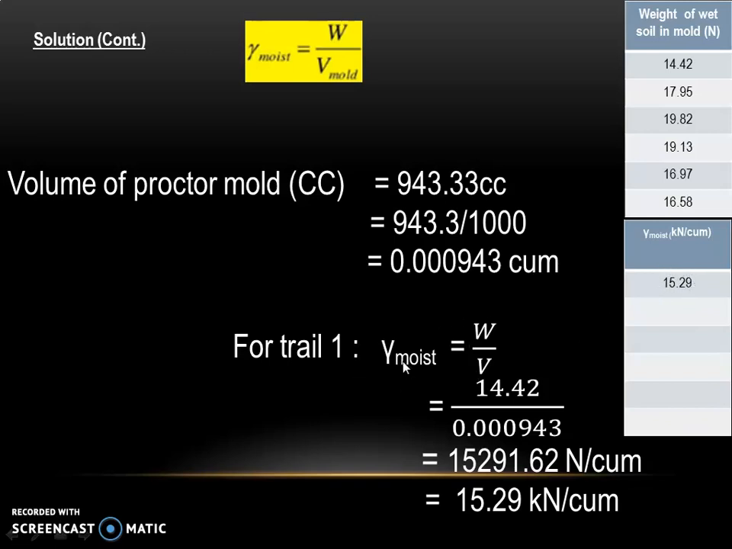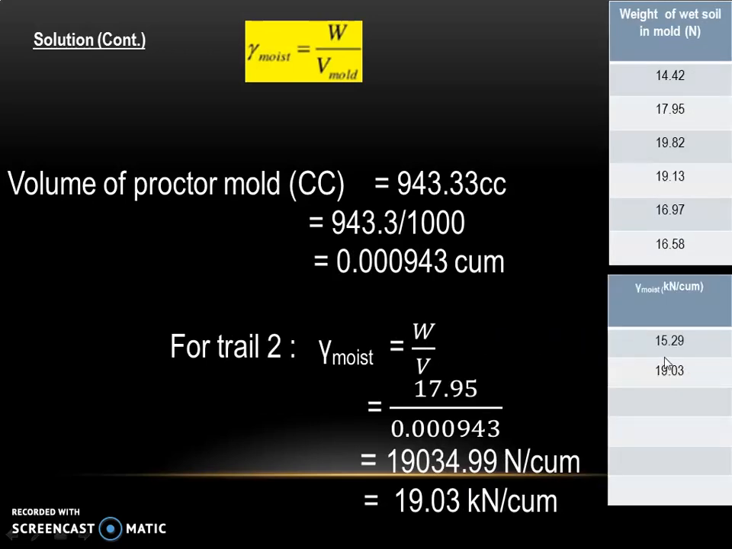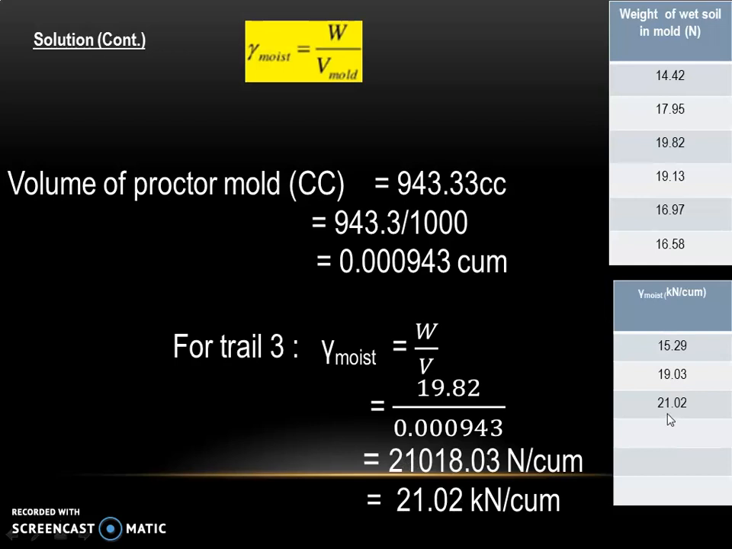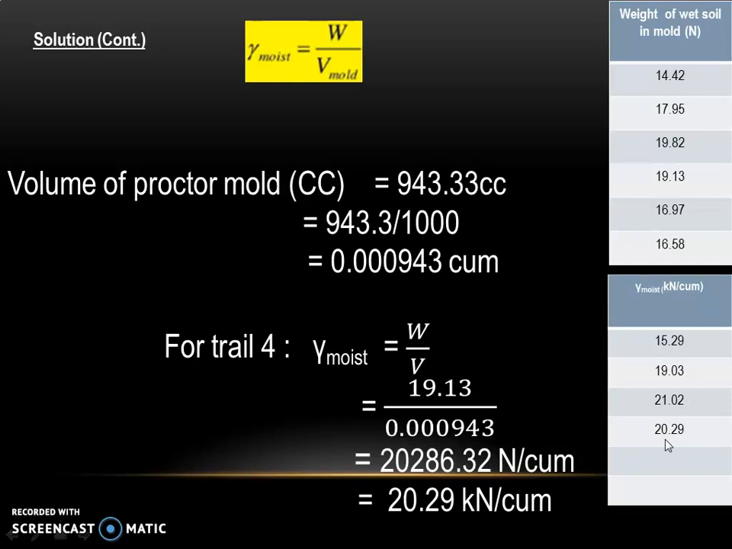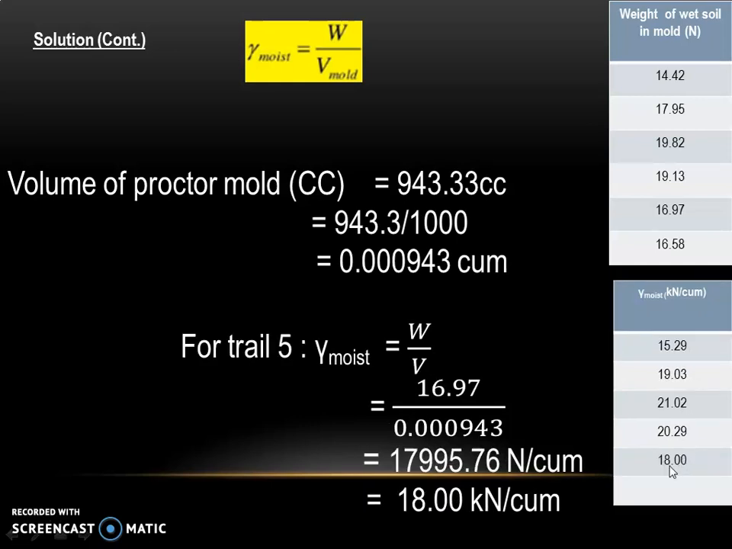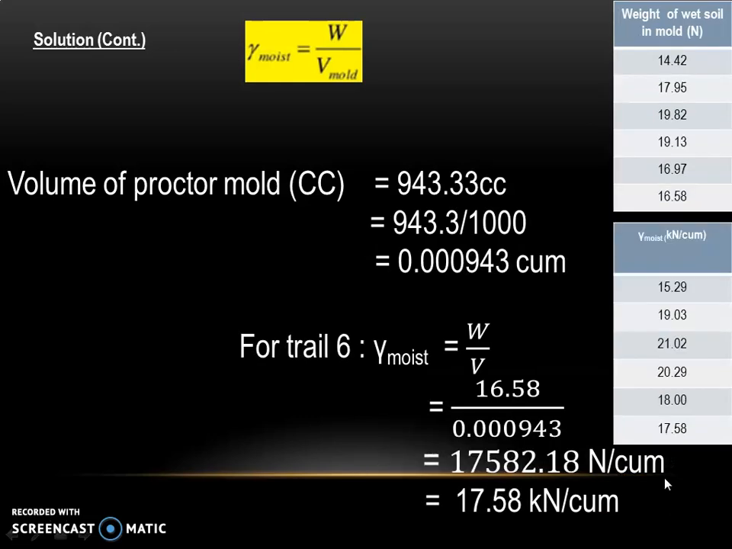Repeat this same step for the rest of the trials. So for the second trial, we get gamma moist as 19.03. For the third one, 21.02. Fourth one, 20.29. For the fifth one, 18. And for the last trial, 17.58 kilonewton per cubic meter.